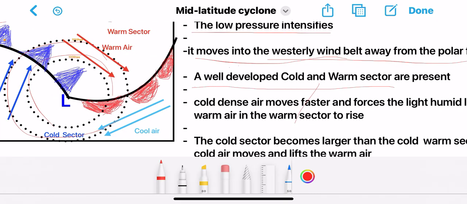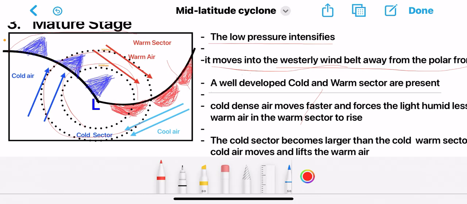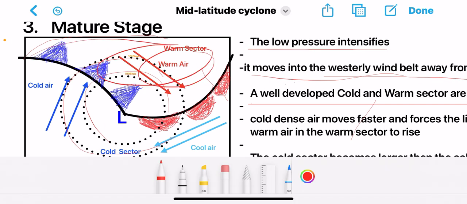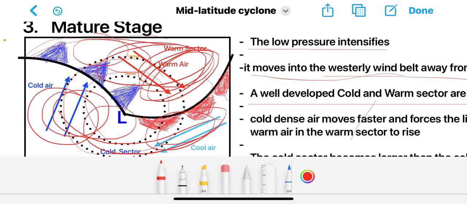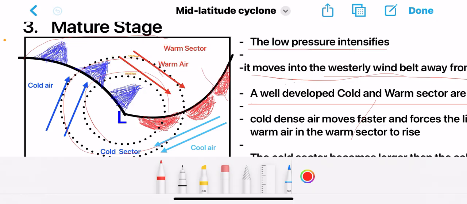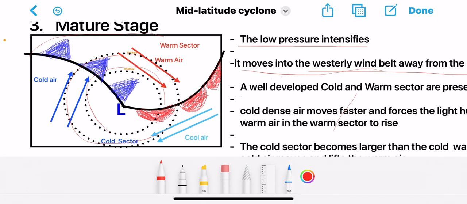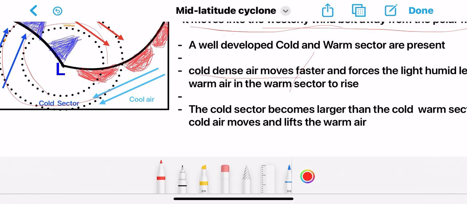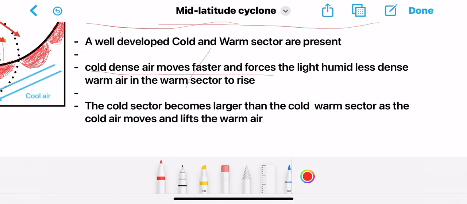Now we have a well-developed cold and warm sector present. As I've said, this whole part here, it is what? It is the warm sector, and this whole part here, it is what? The cold sector. They are well developed. Now the cold dense air moves faster and forces the light humid less dense warm air in the warm sector to rise.